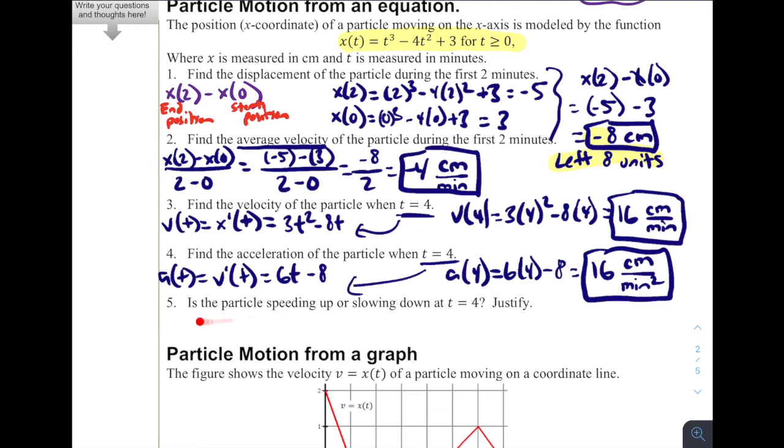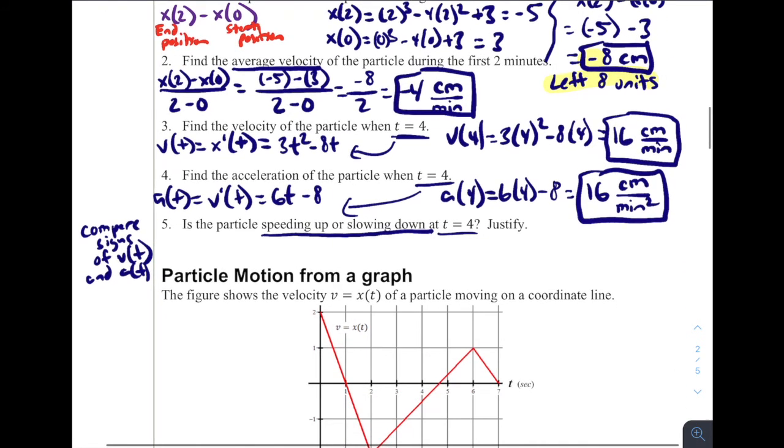All right, number 5, is the particle speeding up or slowing down at t equals 4? Remember, to determine if something is speeding up or slowing down, we're comparing the signs. So compare signs of v of t and a of t at that particular time, at t equals 4. We notice that both the signs are positive. They're both positive velocity and positive acceleration. So because of that, we know that this object is going to be speeding up.